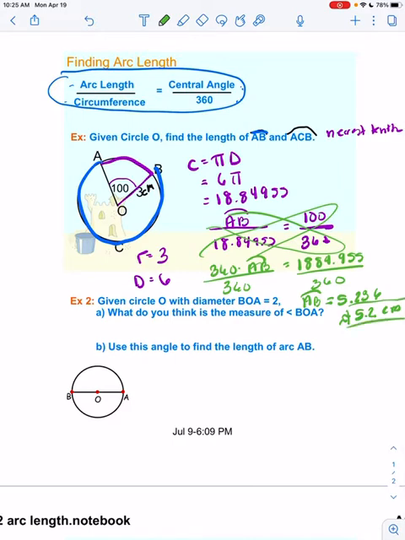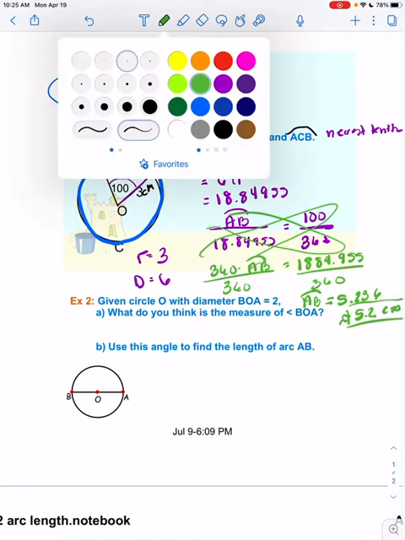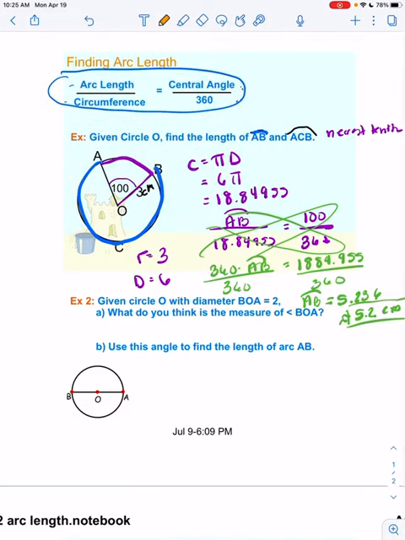Now we're going to use the exact same proportion to find arc ACB. The only difference is I'm not using an angle of 100. So what angle do you think I should be using for the other arc ACB? Hopefully you realized again that the whole circle has to make 360. So the other angle that we're using is this entire part, which is the rest of the 360. So the angle we should be using is 260, right? Because 260 plus 100 makes 360.